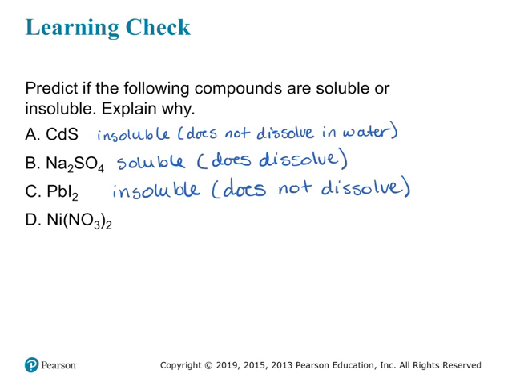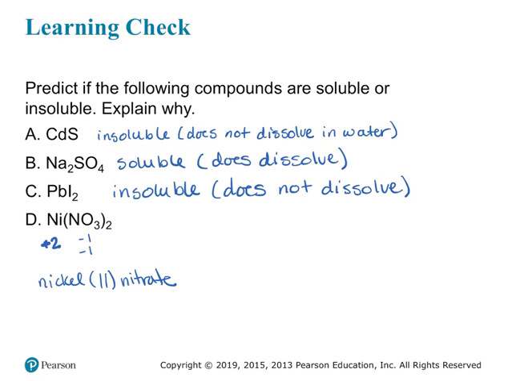Okay, and then our last compound is nickel nitrate. I think it's nickel 2 nitrate because we have two negative nitrate ions there, and to balance that out, we need a positive 2 on nickel. So this would be nickel 2 nitrate. Just a quick naming there.